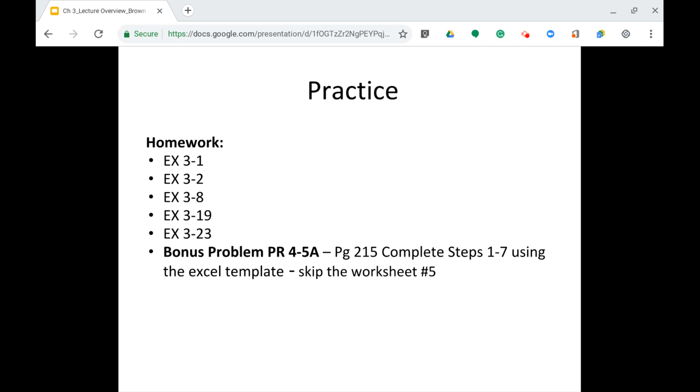You can skip the worksheet. So those of you who had high school accounting, you completed a worksheet. For this class, you do not have to complete that because it is double work. So basically, you will be doing steps 1 through 7 minus step 5. You should be able to do this.